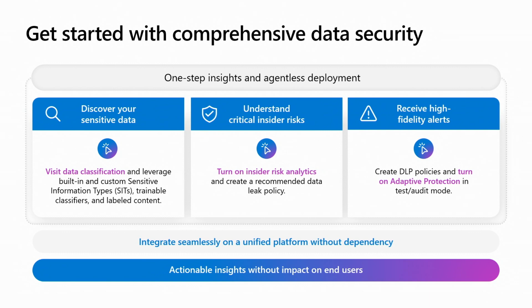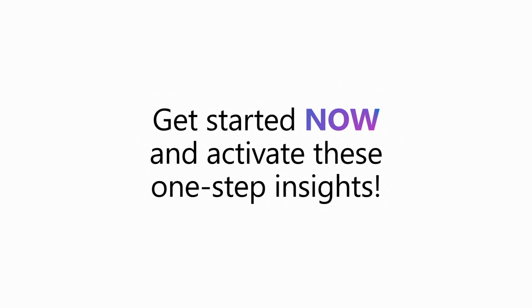And lastly, adaptive protection, super cool. You can turn on adaptive protection in one click, and then we can set up a policy for you in test mode. And it doesn't send anything or impact end users. It just gives you some high fidelity alerts that consider both your content and your user context. So right after this session, if you haven't turned on any of that, get started now so you can start to receive those actionable insights.